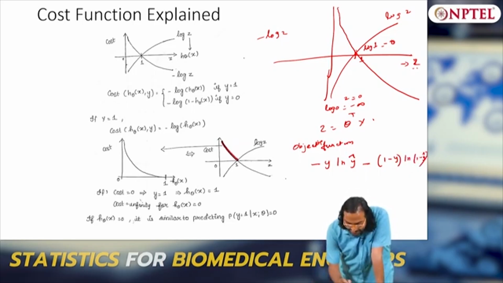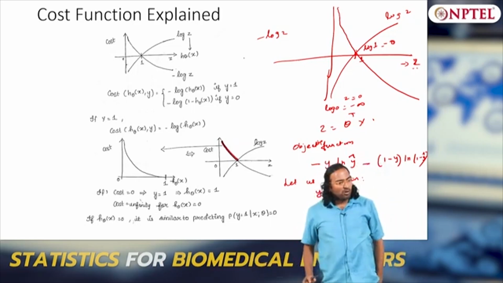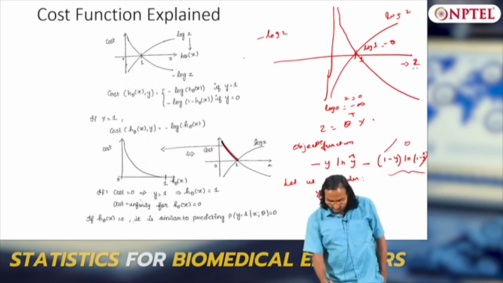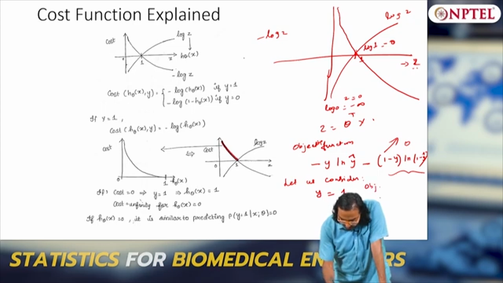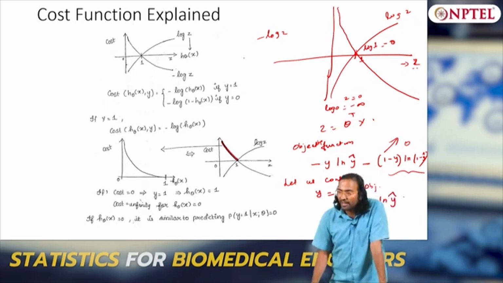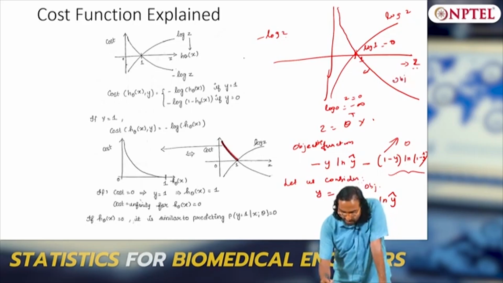Agreed. Now let us consider y equals 1. When y equals 1, the second part goes to 0, right. What do I have? The objective function is minus ln y hat. And y hat is nothing but 1 by (1 plus e power minus theta transpose x), which I have written as z. So this is my objective function when y equals 1, clear.